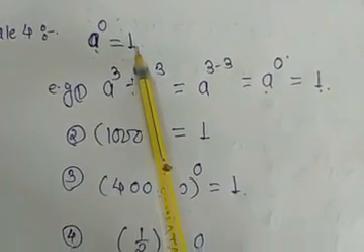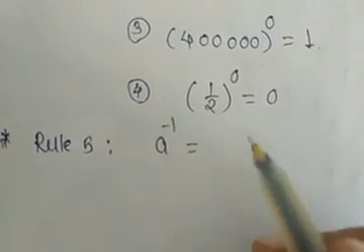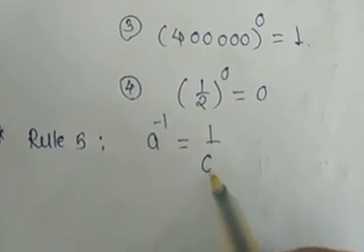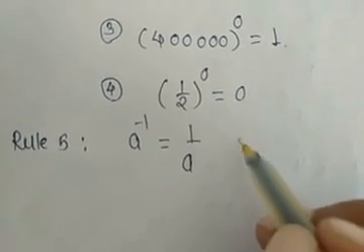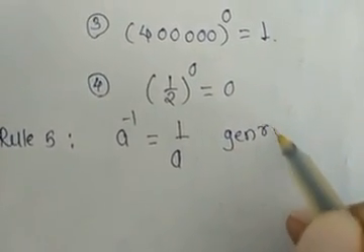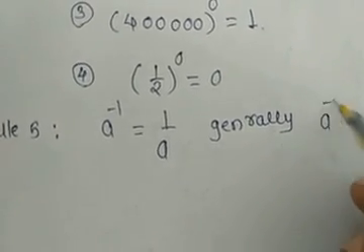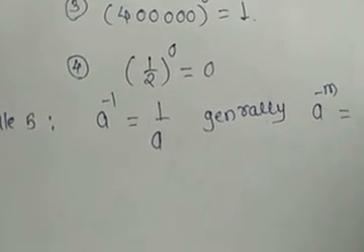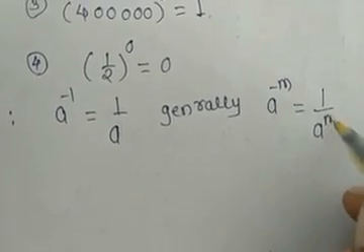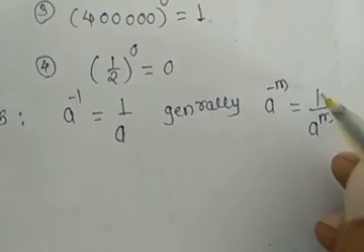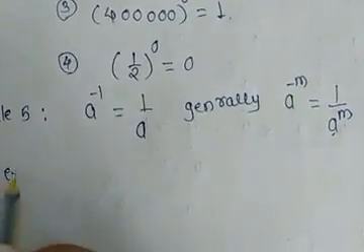Next rule is a raised to minus 1 can be written as 1 upon a, or in general form, a raised to minus m, where m is a general number which we can take as any number. So it can be written as 1 upon a raised to m.